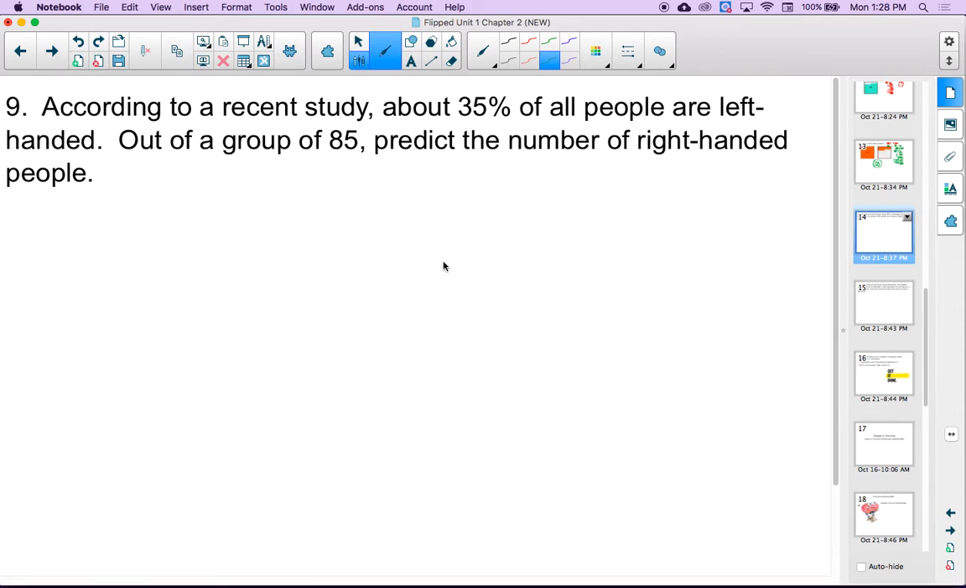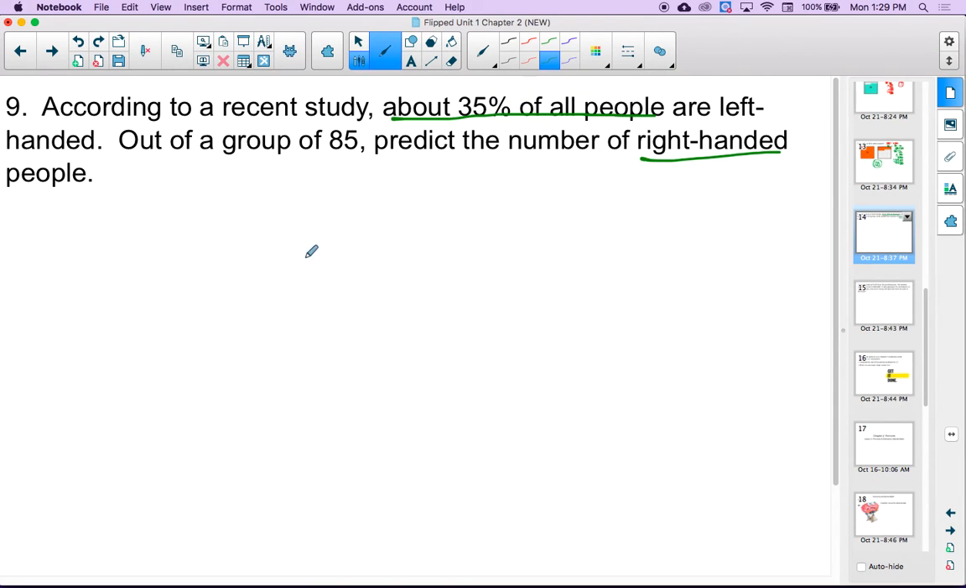I'm skipping some more questions here. Skipping ahead, I'm looking at number 9 now. Number 9, according to a recent study, about 35% of all people are left-handed. 35% of all people are left-handed. Out of a group of 85, predict the number of right-handed people. So I'm going to get you started on this problem, and then I'm going to let you finish it up.